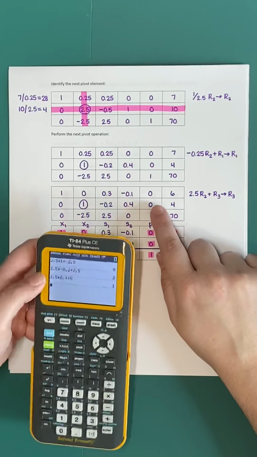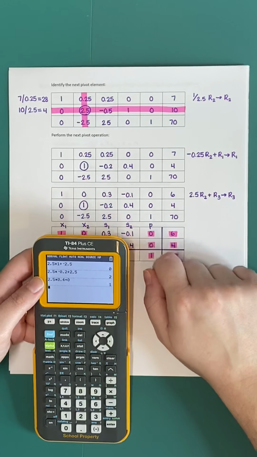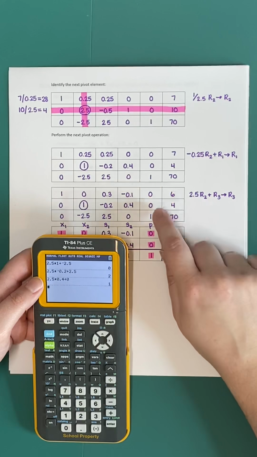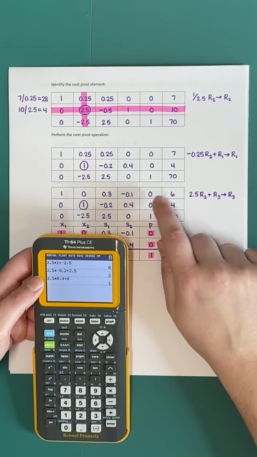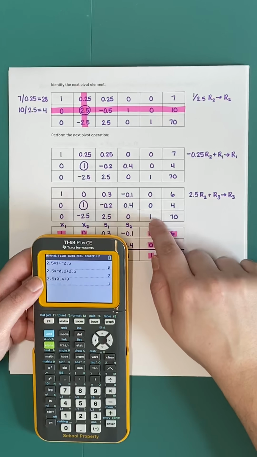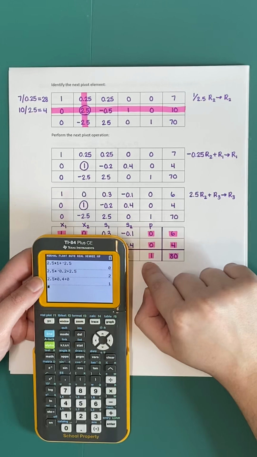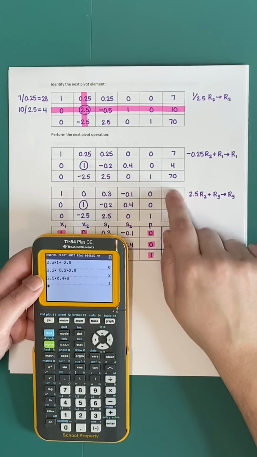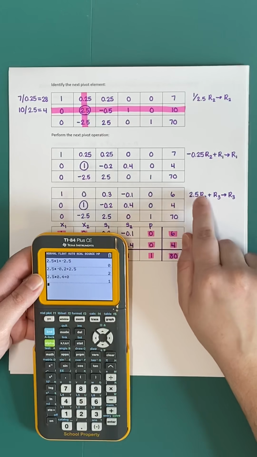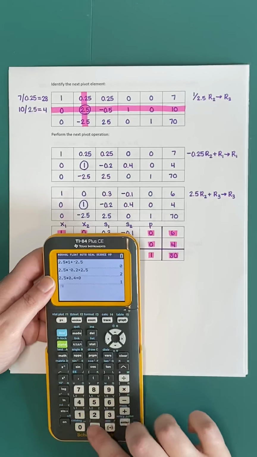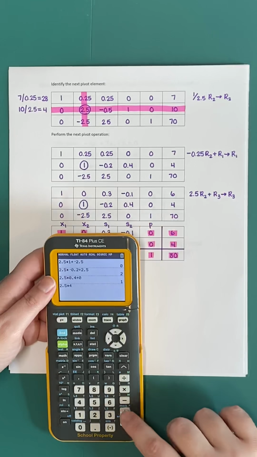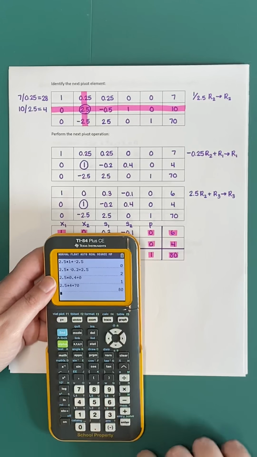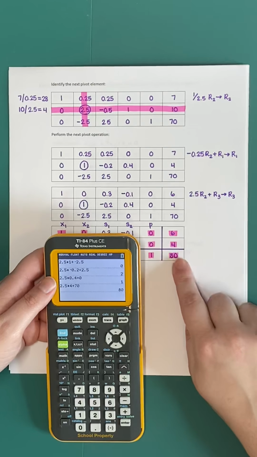Okay, the next to the last one, we should be able to do mentally. So 2.5 times row 2, which is 0. 2.5 times 0 is 0. 0 plus row 3, which is 1, is going to be 1. So that element is not going to change. And then the last column, so 2.5 times row 2, 2.5 times 4, plus row 3, so plus 70. That is going to give us 80.